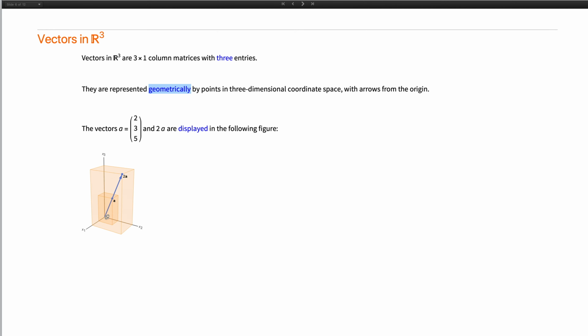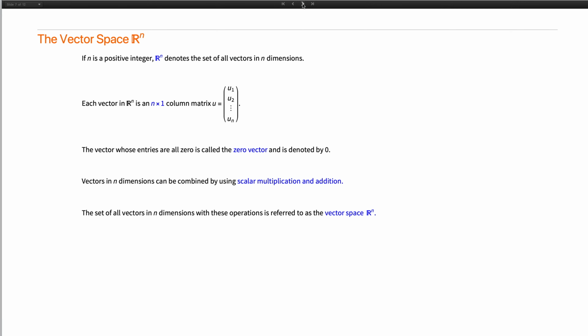but twice as long. So having talked about 2 and 3 dimensions, we can now go ahead and talk about vectors in n dimensions, where n is any positive integer. Could be 2, could be 3, could be 10, whatever, and that's the space Rn, a very important mathematical construct. So Rn denotes the set of all vectors in n dimensions, and you can think of each vector over here as being a collection of scalars, u1, u2 up to un.